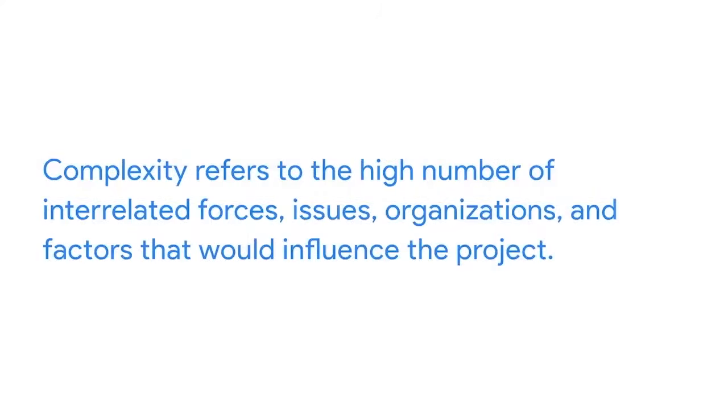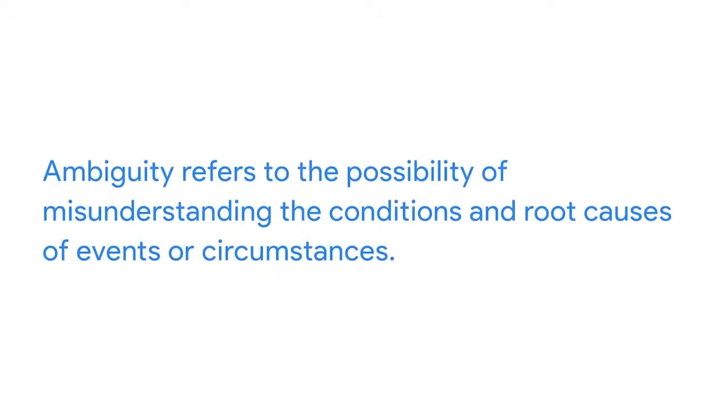Then there's complexity. Complexity refers to the high number of interrelated forces, issues, organizations, and factors that would influence the project. For example, if one product being worked on relied on diverse and global suppliers, that would add to the complexity of the project. And finally, we have ambiguity. Ambiguity refers to the possibility of misunderstanding the conditions and root causes of events or circumstances. A project that suffered from ambiguity would have difficulty pinpointing the causes of project delays, making it difficult to design mitigation plans to reduce the risks.